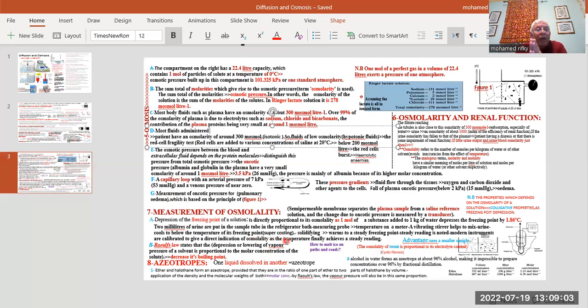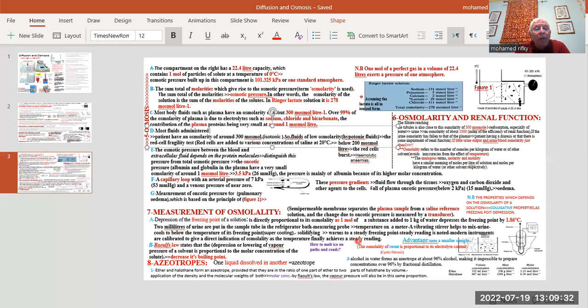If you put 1 mole of a solid with 1 kilogram of water, it's capable of decreasing the freezing point from 0 to -1.8. So a solid is capable of decreasing the freezing point. This is why they throw saline on snow in Europe and in America. You see, how do we estimate this osmolality with this statement?